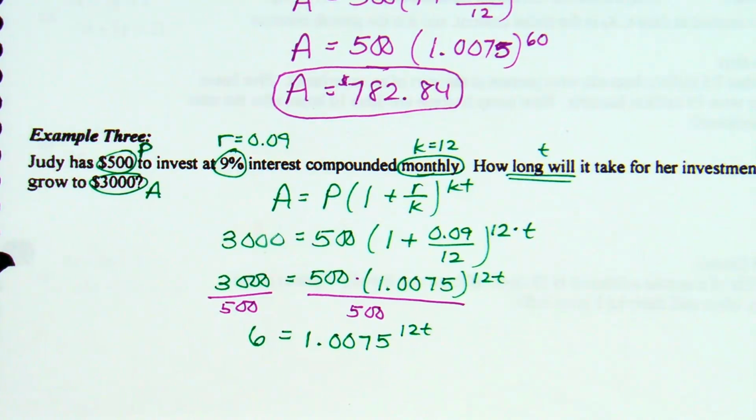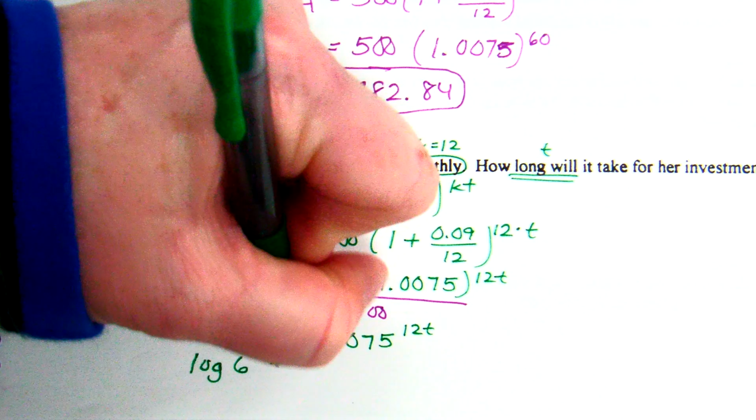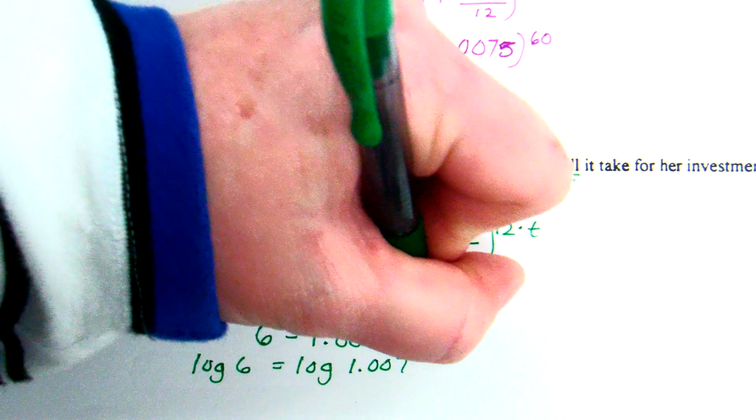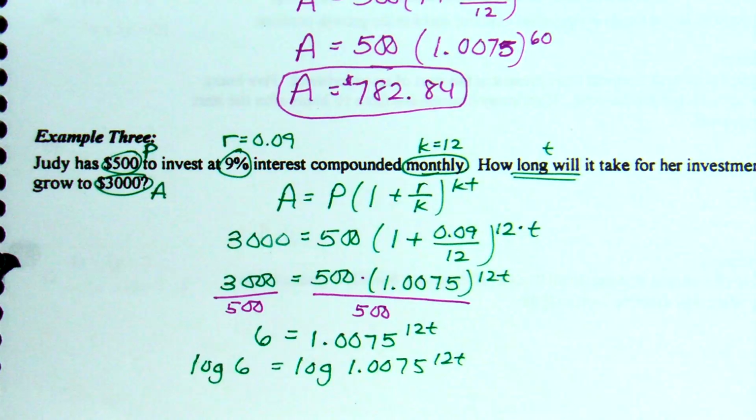Okay, guys, think in context of this chapter. I'm trying to solve for 12t, but it's in the exponent. Log. Okay, doesn't matter what kind of log we use. We don't have a 10, we don't have an e, so common log or natural log. So take the log of both sides. The log of 6 equals the log of 1.0075 raised to the 12t.